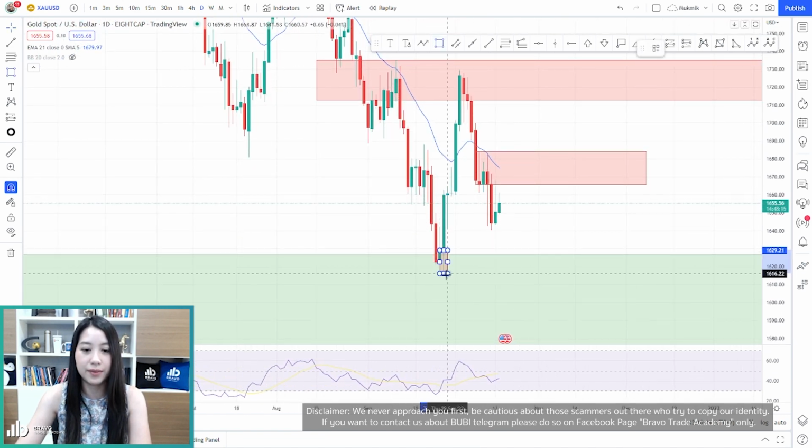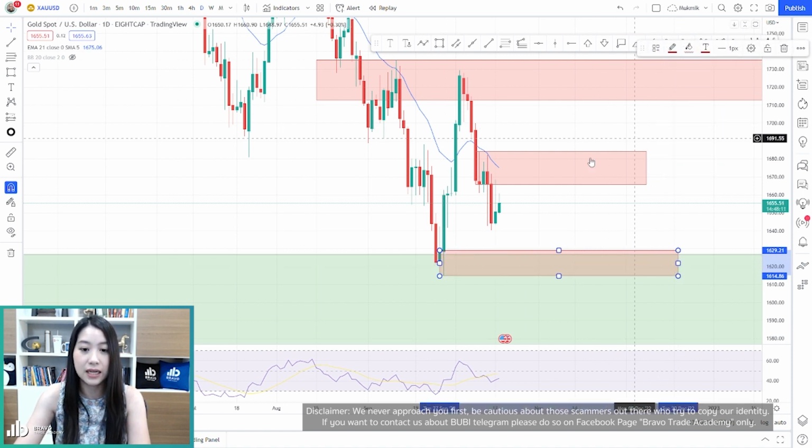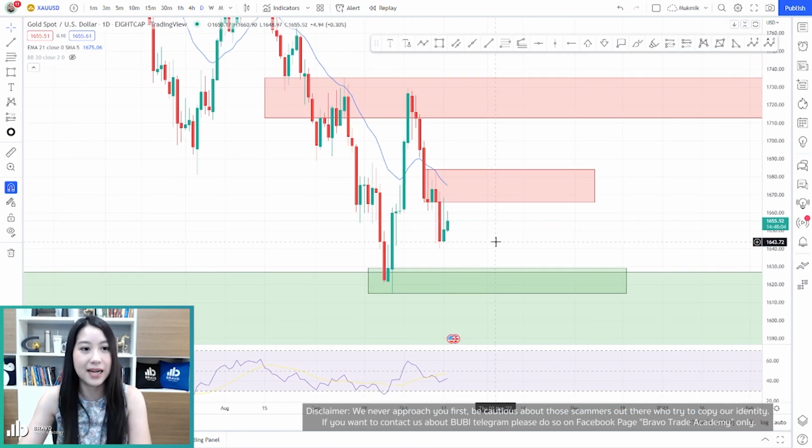Let me put up this demand zone down here that hasn't been tested. So I would say if it's coming back down, it will come back to test this demand zone of the daily time frame. All right, what about the support and the resistance?